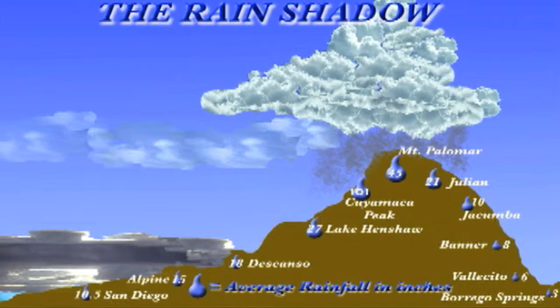As air rises, it cools, and the water particles condense into liquid. As the water gets heavier, it falls as rain. The mountains push up the water vapor, moving from west to east. A desert results to the east. This is called the rain shadow.